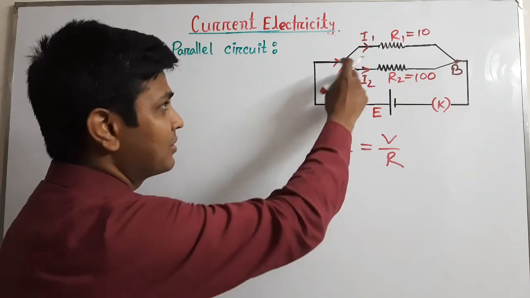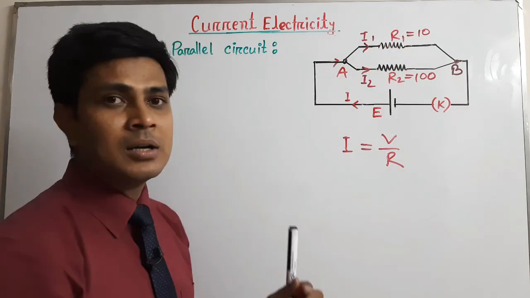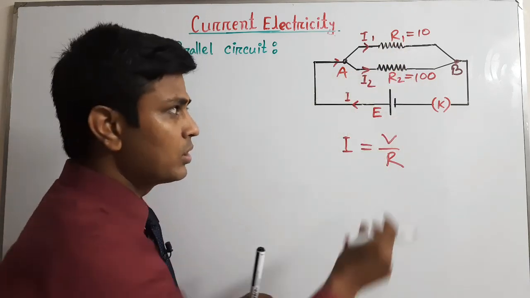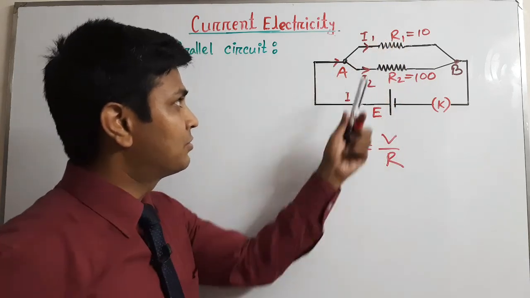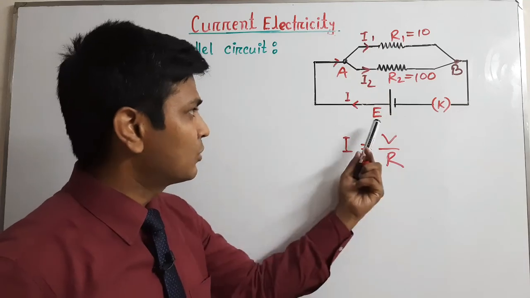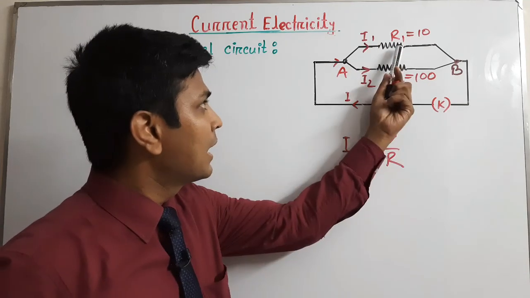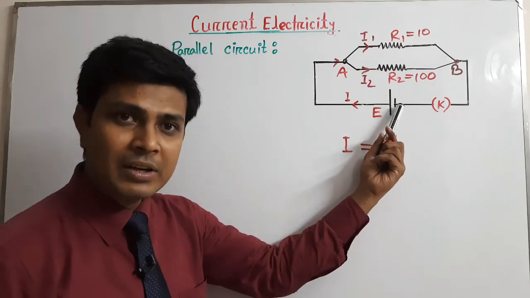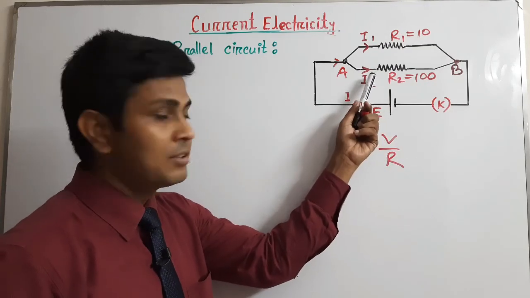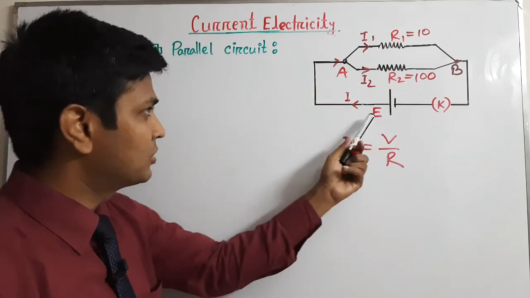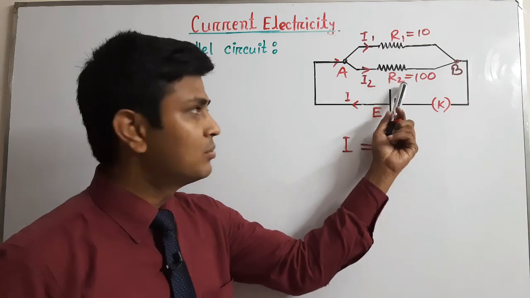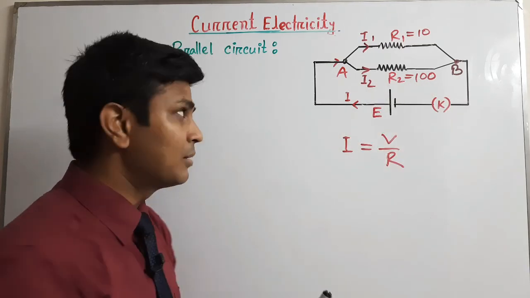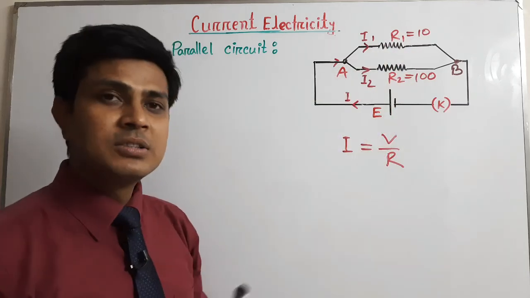And in that circuit you can see here the potential difference will be the same, because both of the resistances are connected with the source. The first terminal of the first resistance is connected with the positive end of the source, and the second terminal of the first resistance is connected with the negative end of the source. Similarly, the first terminal of the second resistance is connected with the positive terminal, and the second end of the second resistance is connected with the negative terminal. So we can say the potential difference for both resistances is the same.